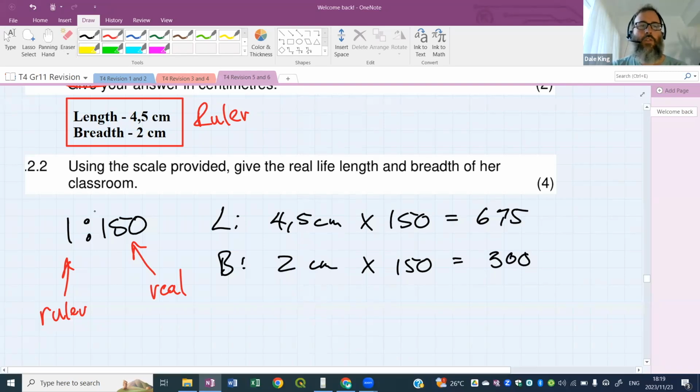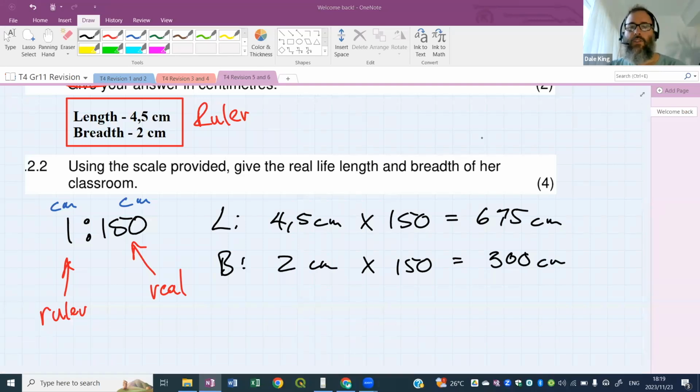Okay, so if you read the scale, I'll write it in blue. The scale, this ratio here, 1 is to 150. Every ratio scale has the same units on the left and the right, otherwise it won't work. So 1 centimeter on my ruler represents 150 centimeters in the real world. So I'm multiplying by 150 and getting centimeters as my final answer. Now, the question didn't say give your answer in meters or kilometers or anything. It just said give the real life length. So these answers here are acceptable.